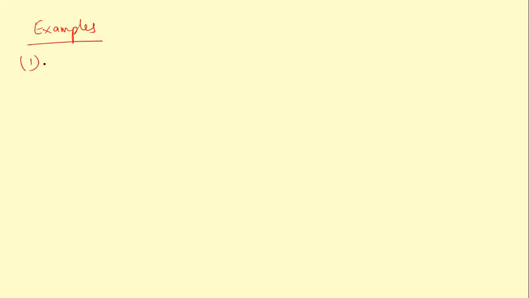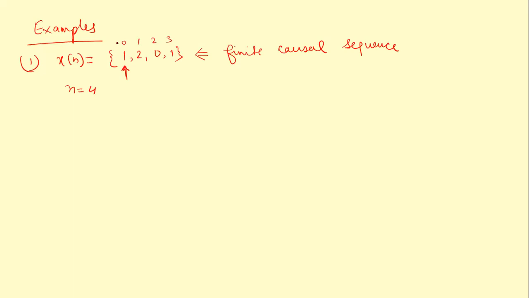So the first example is xn equal to 1, 2, 0, and 1, for example, and it is right sided. This is a finite causal sequence, right? Because it is a finite causal sequence, here n is equal to 4, so 0, 1, 2, and 3. So there are 4 samples.